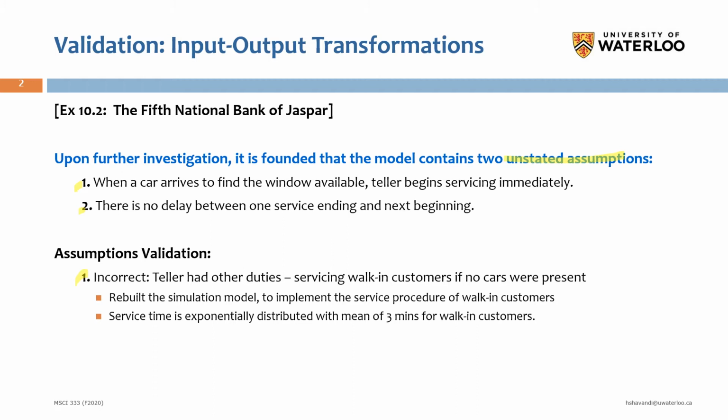And again, here we obtain that the service for walk-in customers is based on an exponential distribution with a mean of 3 minutes. So let's say we have modified our simulation model for the first assumption. The second assumption, we see that it's approximately correct, so we don't need to do further adjustment in our simulation model. So let's see how the modified simulation model works now.